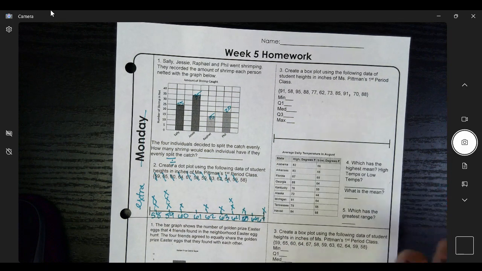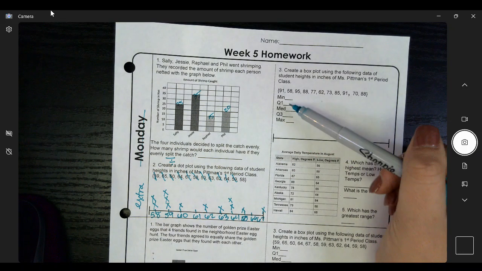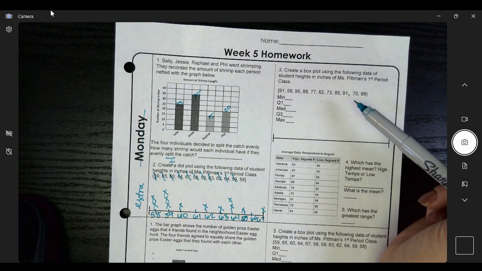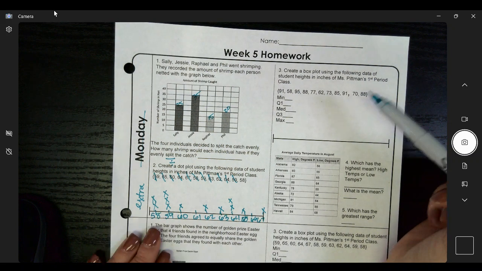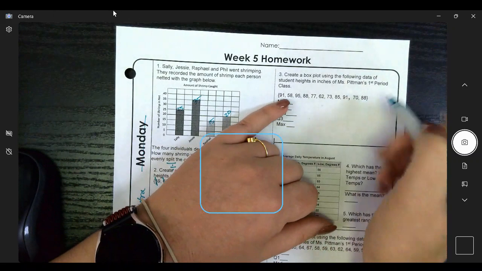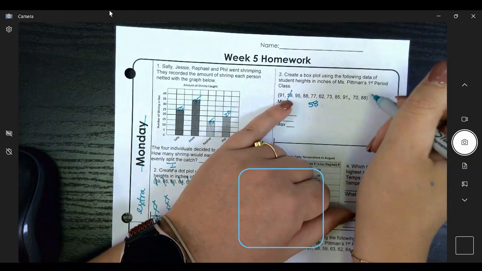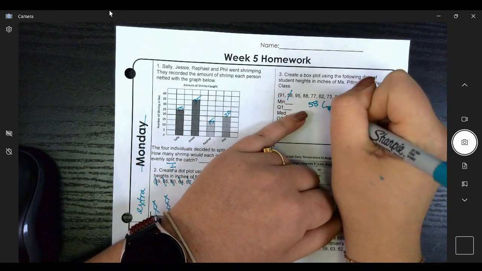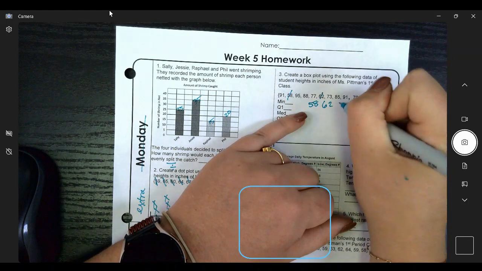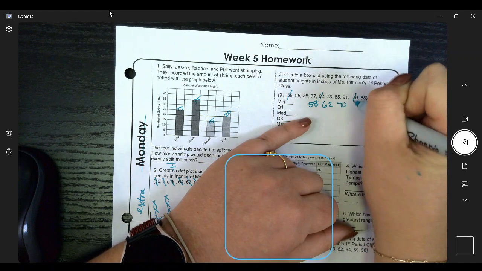So in order to create a box plot, we have to know these five numbers. And to find these five numbers, to make life the easiest, we're going to need to put these in order from least to greatest. Okay, so I'm going to have to find my minimum, which appears to be 58. Then I have a 62. And then I have, do I have any more 60s? No more 60s, so I got a 70. 73.